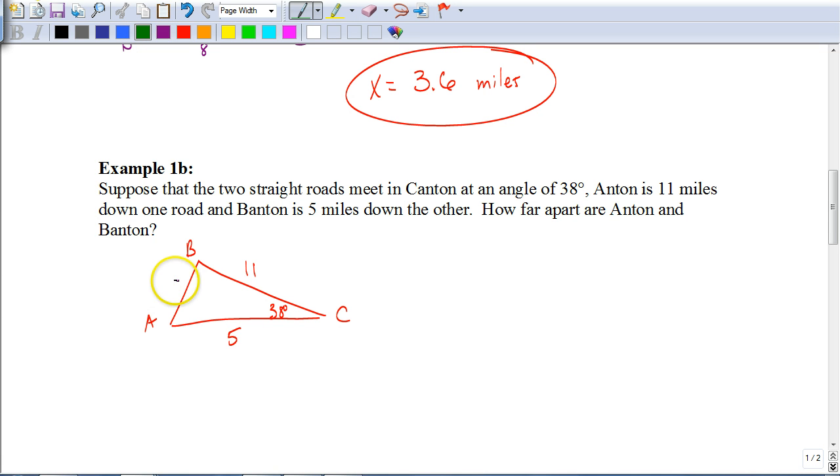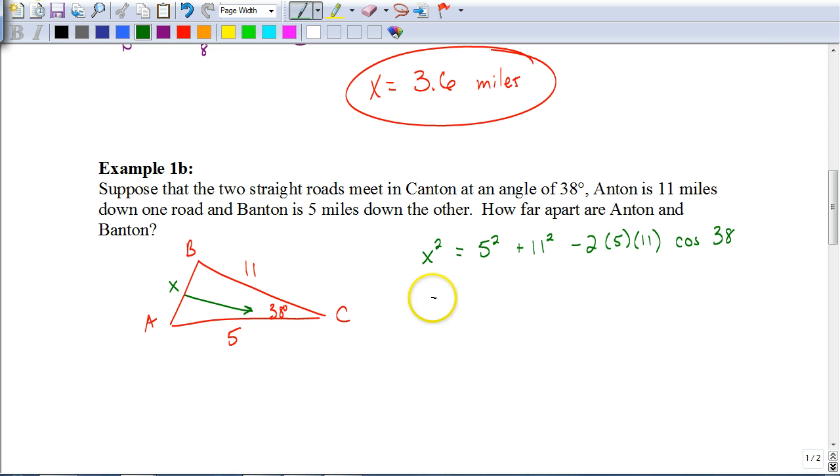Okay, so let's see what you should have done here. We're trying to find the distance between A and B, so that's your x. That's across from this angle, so it's okay for us to set it up like this. It'll be x squared equals 5 squared plus 11 squared minus 2 times 5 times 11 times the cosine of the angle, which is 38 degrees.